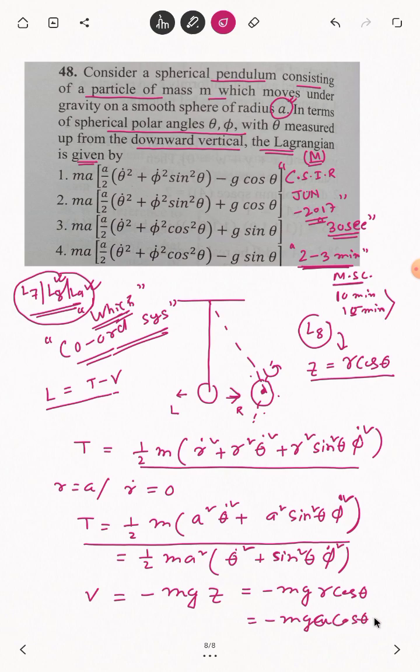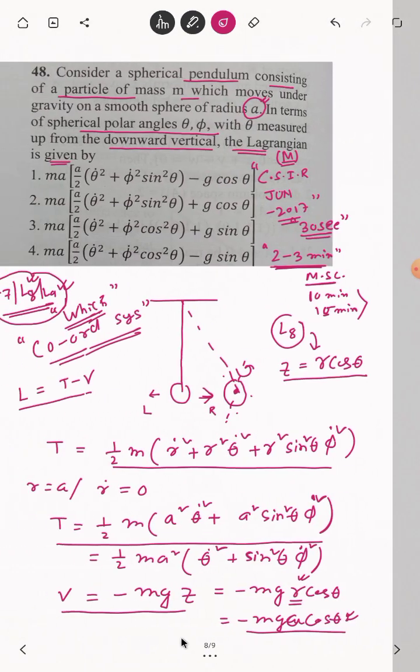When you are writing it in the exam hall, there is no need to put r here, just put a directly. But for the first day we would like to go in detail so that we can ultimately solve it within 2 to 3 minutes. Now all the expressions are in our hand and we can easily solve. So what will be L? L equal to T minus V. What is T? In the previous page, half into m into a square into theta dot square plus sine square theta into phi dot square, minus.